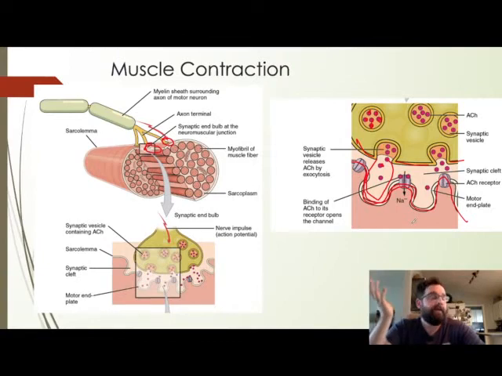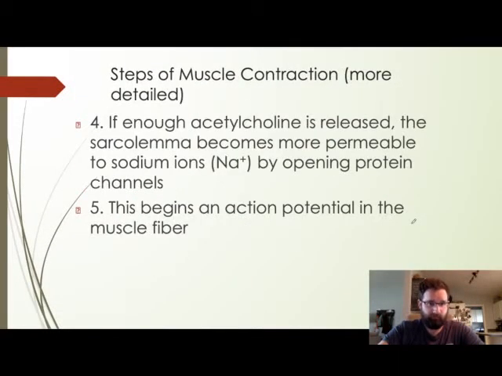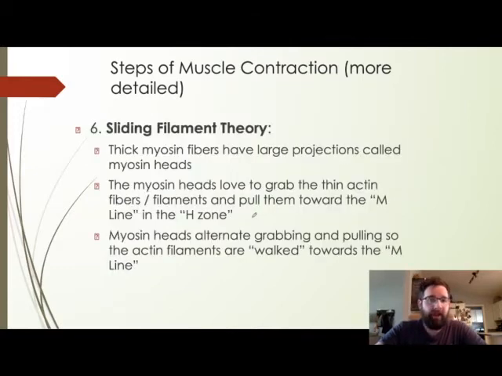There will not be a new action potential created in that muscle fiber, and nothing happens. Most of the time, though, it does happen. So if it does successfully happen, those protein channels open up, a domino effect happens, and this begins an action potential in the muscle fiber. Okay, so we're almost done. What will happen because of that is what we call the sliding filament theory. We've talked about this before, but this is good review.